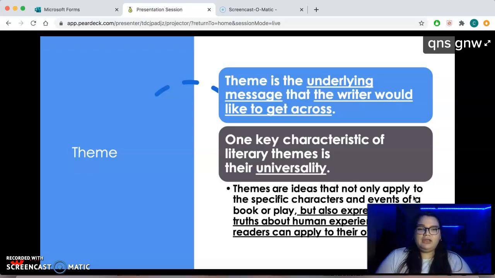The author creates these books and these texts to send a message across, right? And it's not always going to be upfront.